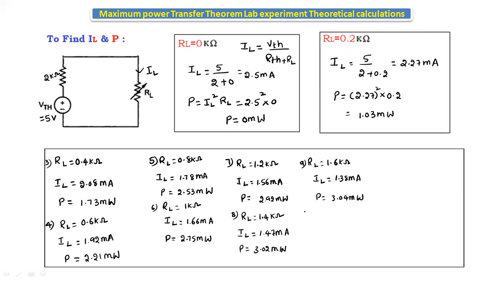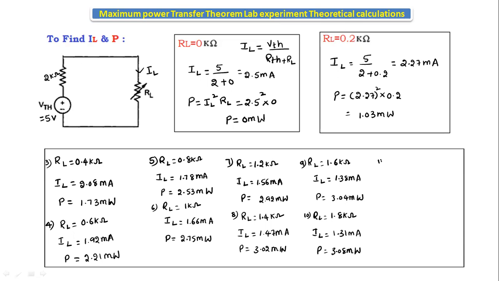Now I am taking RL is equal to 1.8 kilo ohms. For RL is equal to 1.8, we will get IL is equal to 1.31 milliamps. The power P we will get is 3.08 milliwatts.